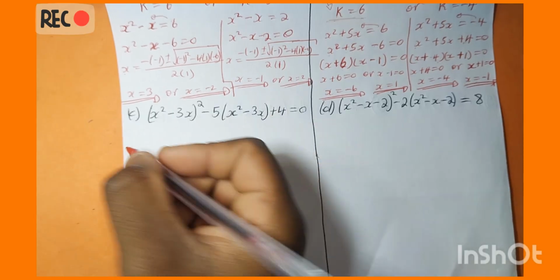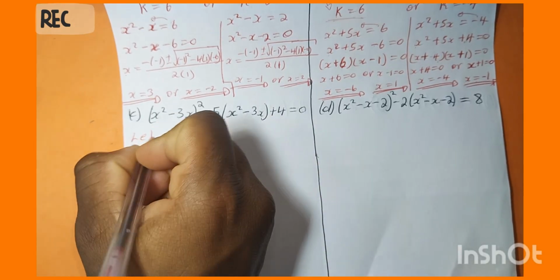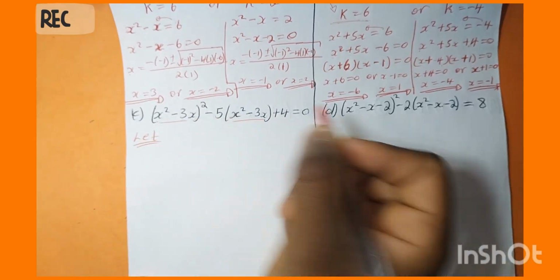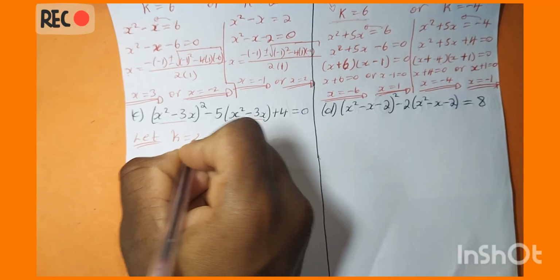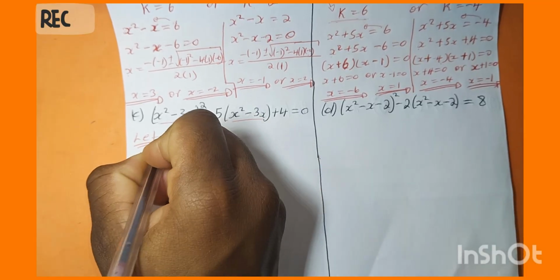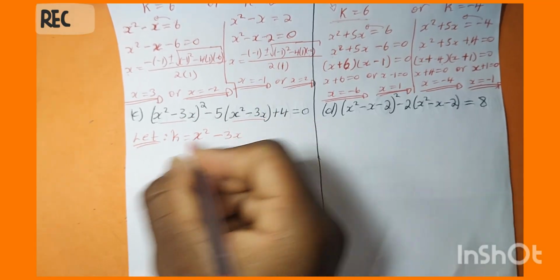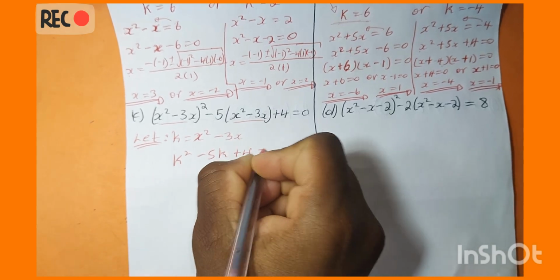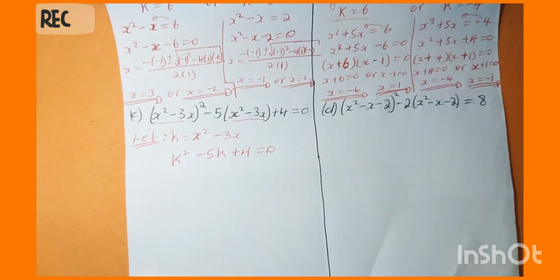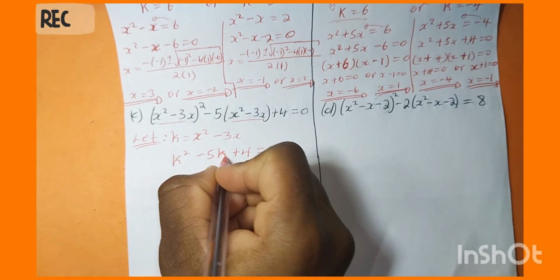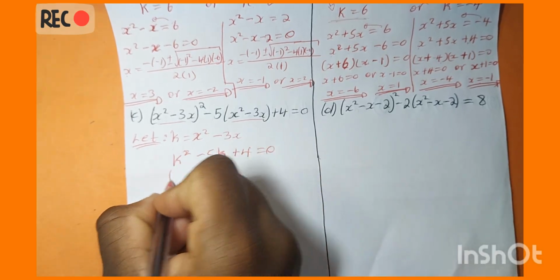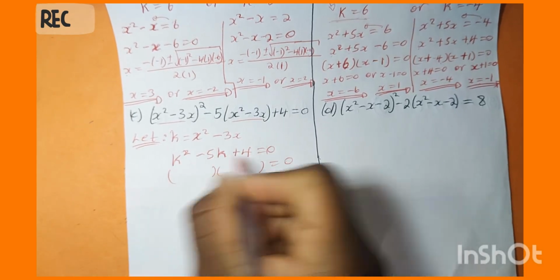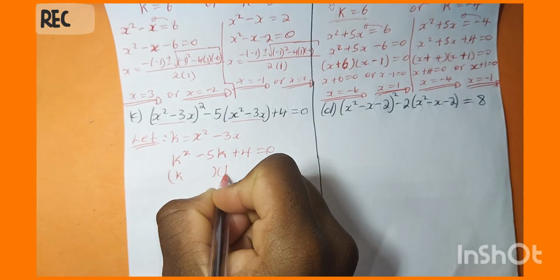So here, this is what I can do. I can just say let this and that, since they are common, be k. So to make my equation simple, my equation now would become like this. Now I can solve it for k. I can just apply the quadratic equation or I can factorize. That is k squared there.